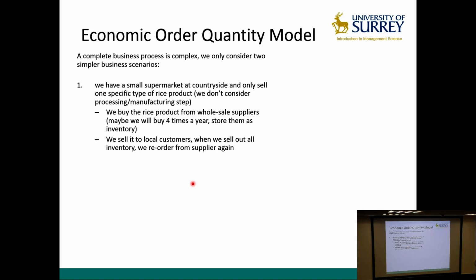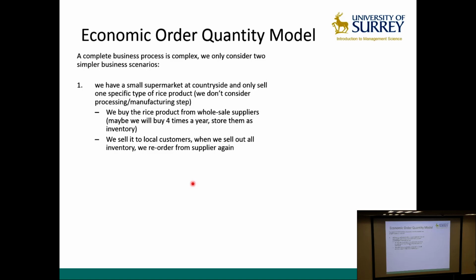So the problem is, if you want to buy from the wholesale supplier, how many times do you want to buy in a year? Probably 4 times, or probably you want to say, every year I just want to buy 1 time. That's a huge buy. But is it the best way? We don't know. How many times, we're going to determine later on, but this is just a simple business scenario. We are buying from the supplier and selling to our local customers. Very simple, we don't do any processing.